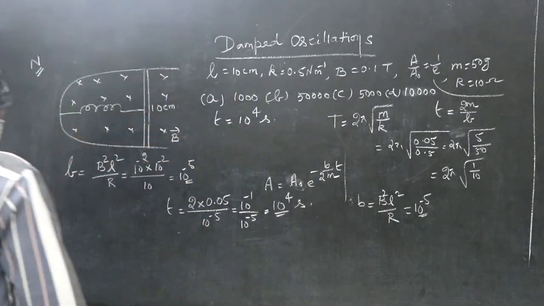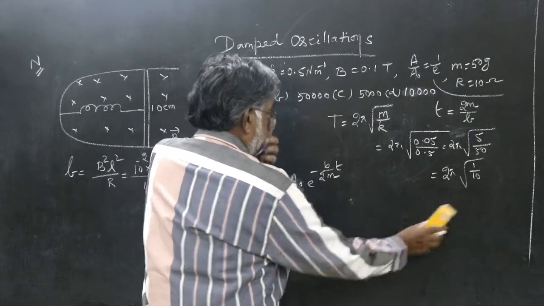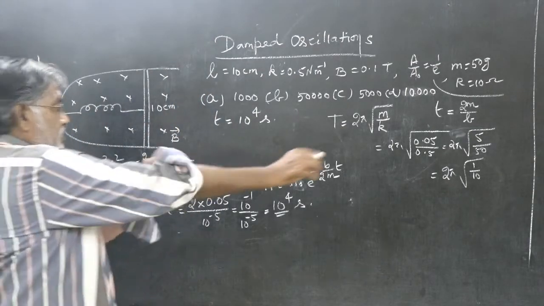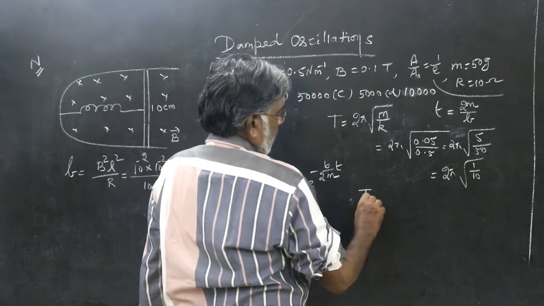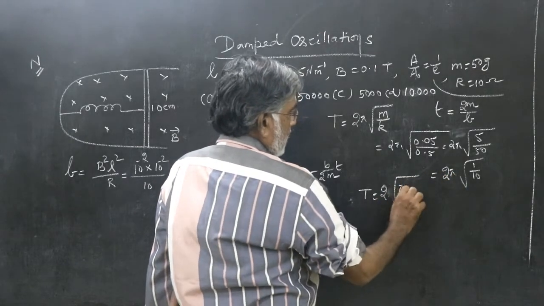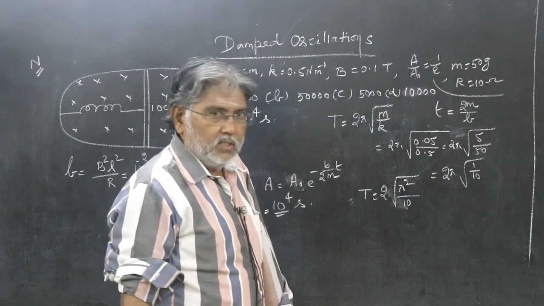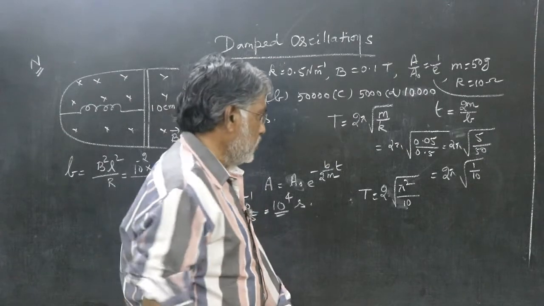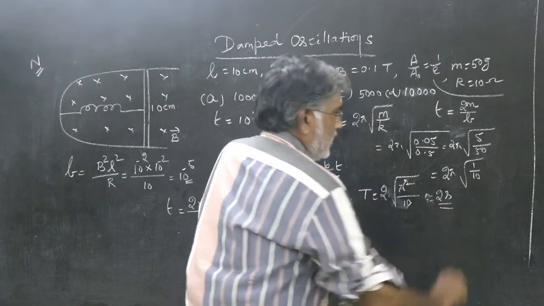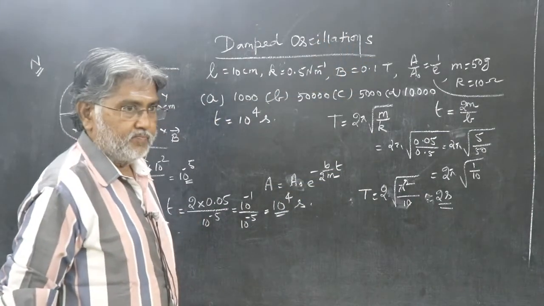Two pi into root 1 by 10. So T equal to 2 pi. This pi you take inside, that becomes pi squared. Usually we do an approximation. Pi square can be taken to be 10. 3.14 something, no, pi square will be 10. So cancel out this. You get 2 seconds, approximate. So the time period of oscillation, damped oscillation, is 2 seconds.